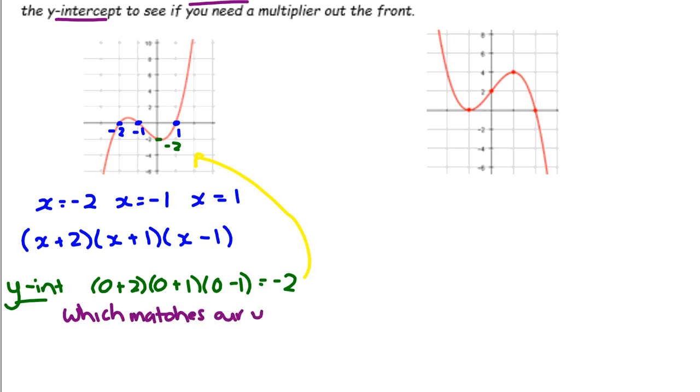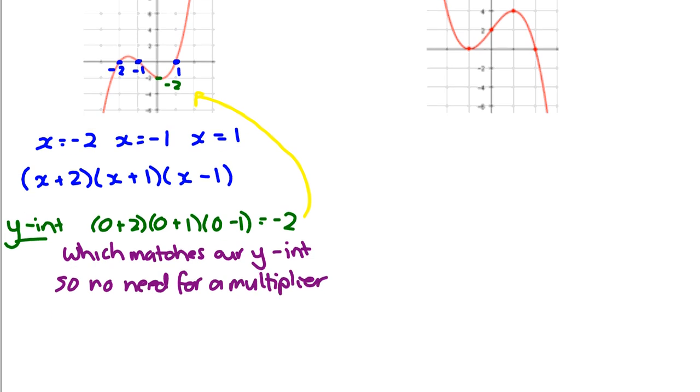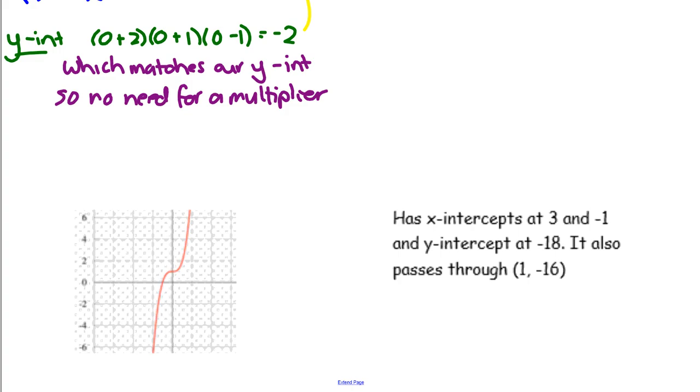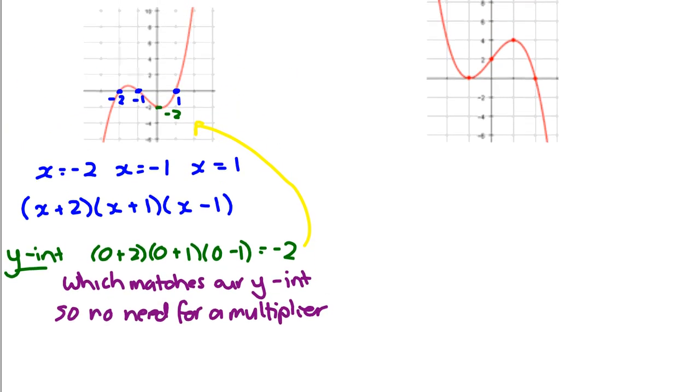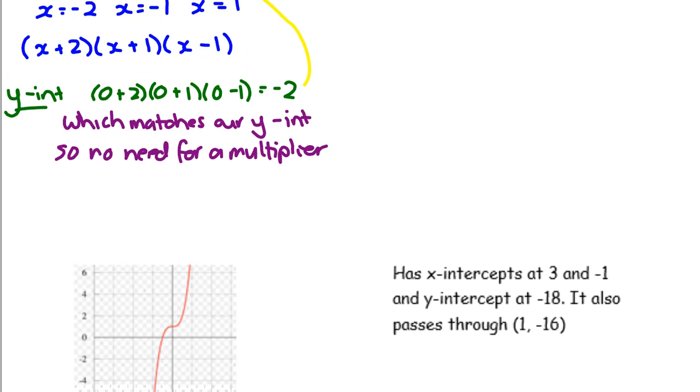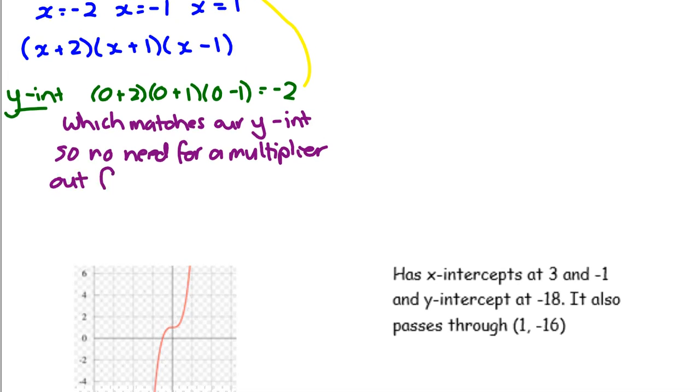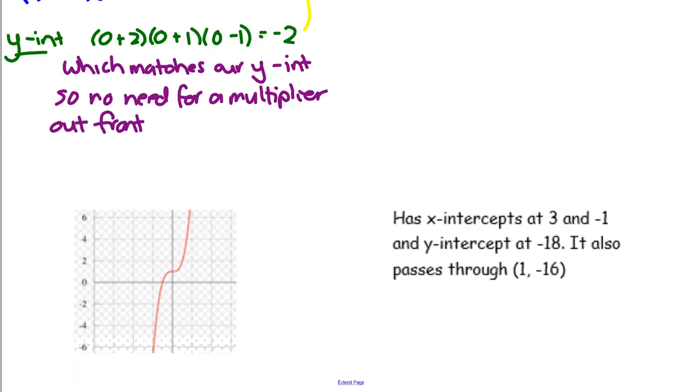Intercept, so no need for a multiplier out the front. Like, we don't need to multiply. If the y-intercept happened to be +2, then we need to have -1 out the front like that. But it turned out that it's not +2, it's -2, so we don't need a negative at the front or any other number. No need for a multiplier out front. So our equation, we can feel more confident now, is y equals what we just had, x plus 2, x plus 1, x minus 1. Fantastic.